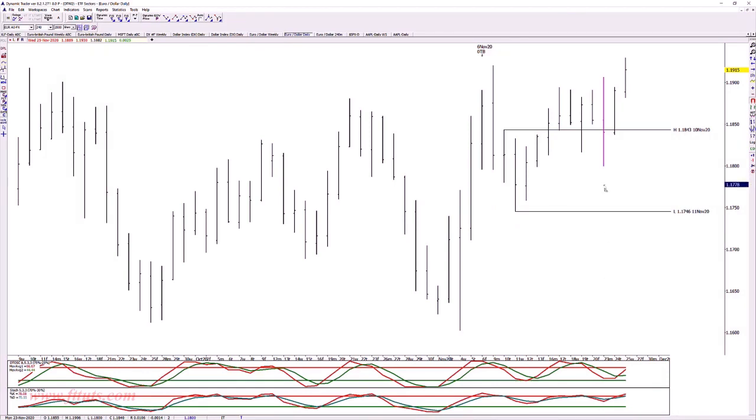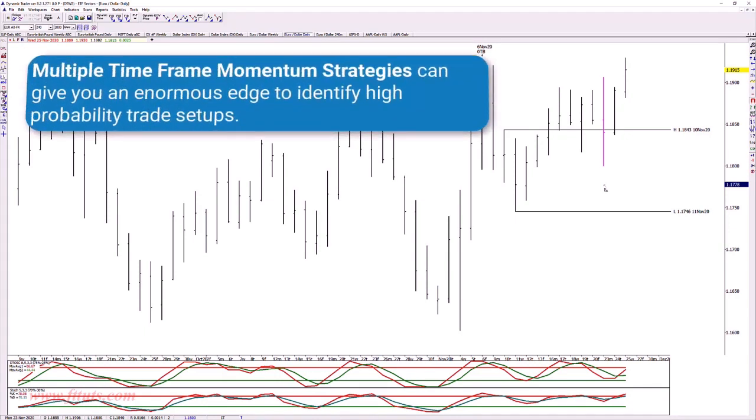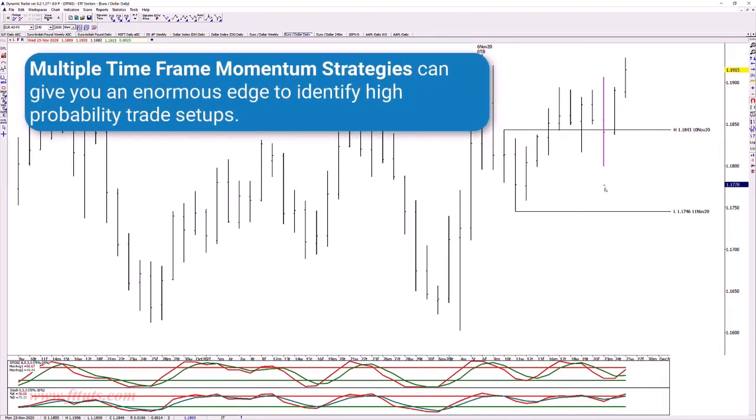We'll get into specific trade strategies later, but you can already see this is brain dead simple, and it's so powerful. I don't know why every trader in the world isn't using multiple time frame momentum strategies as a significant part of their trading plan to identify high probability trade opportunities. Okay, now you know the basics of what we mean by dual time frame momentum trade strategies.